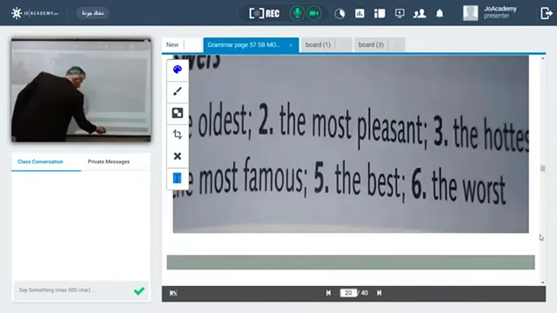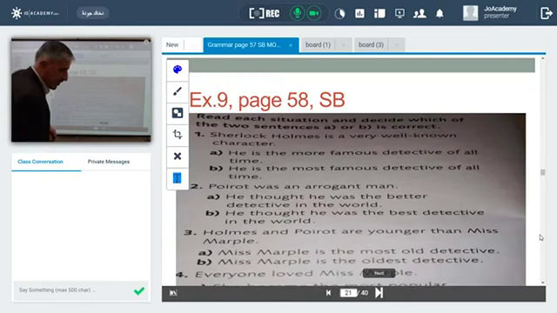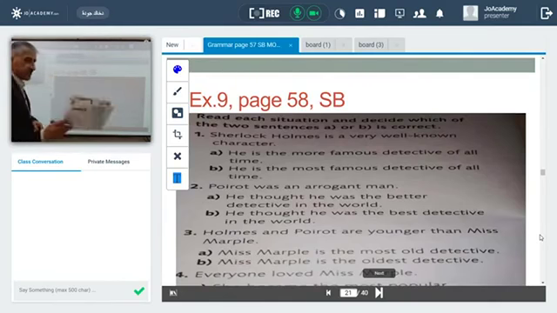Okay, let's move to exercise 9, page 58, student book. Here we have 4 sentences. We need to read these sentences and choose between A and B. Which one is the right answer? Read each situation and decide which of the 2 sentences A or B is correct.